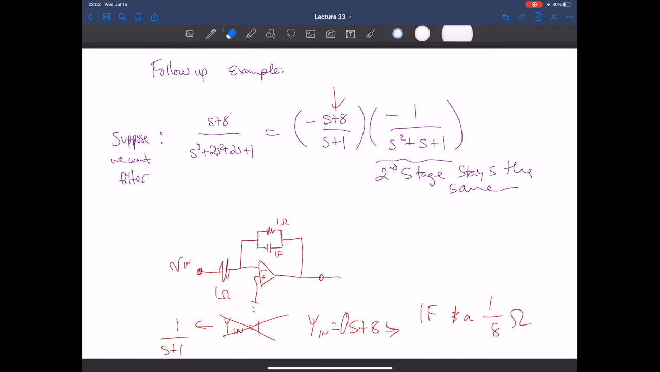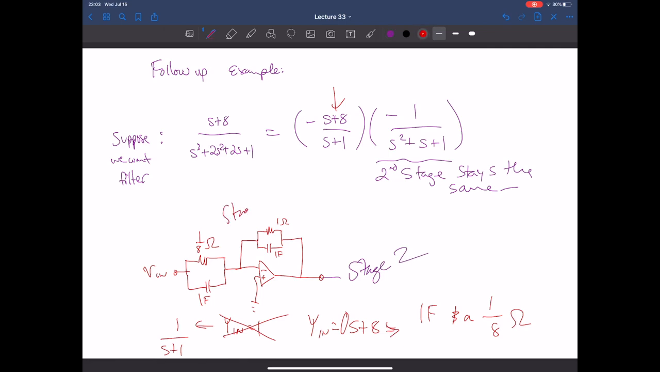So now we modify this circuit. We just change that input admittance, and so we end up with the following: one-eighth ohms and 1 farad. And then, of course, from here, you can just do your stage 2. This is your new stage 1, brand new, and you just do some magnitude and frequency scaling as needed. That's it. Really, really simple. And there are some other examples in the book and the homework, I believe.